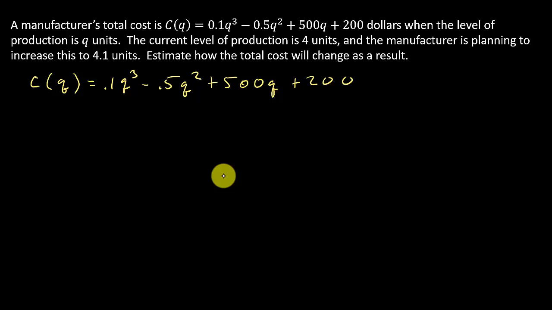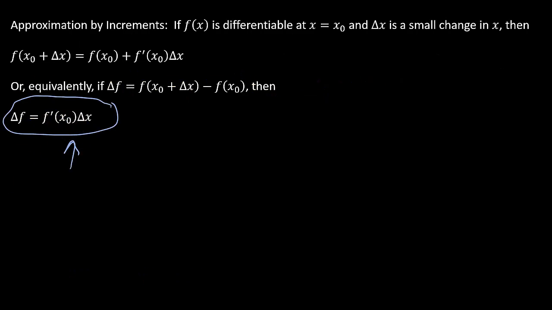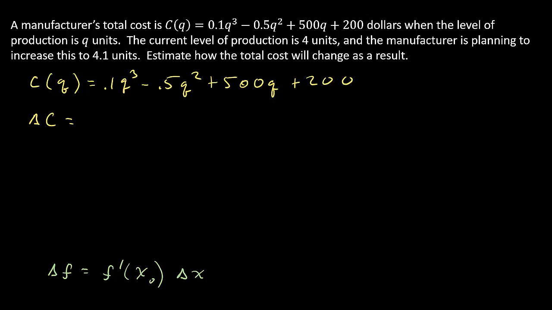All right. So, all we do is we have delta C is equal to, so remember it's delta F. Let me write that formula down. It's delta F is equal to F prime of x naught times delta x. Okay, that's from this right here. All right. So let's go ahead and take the derivative.